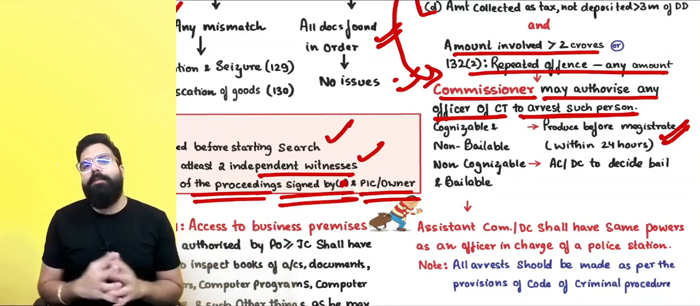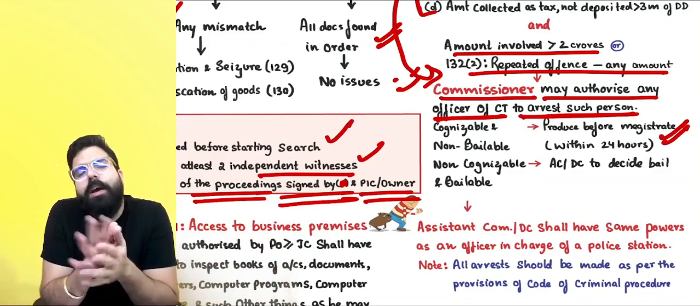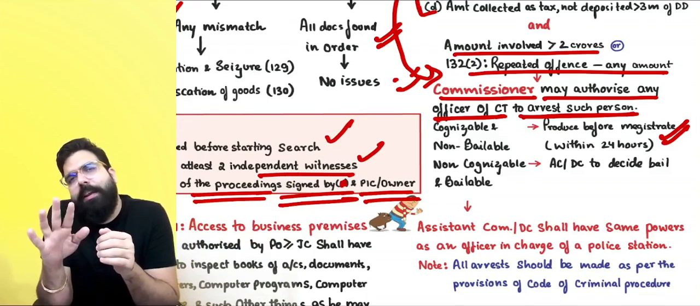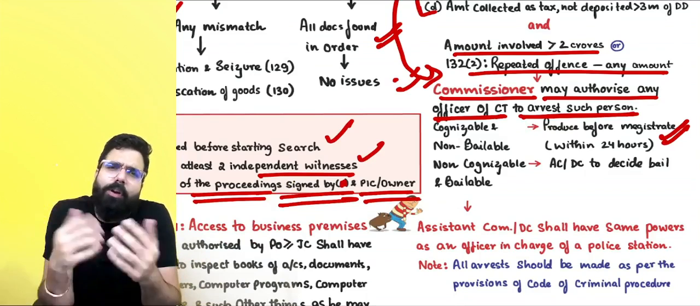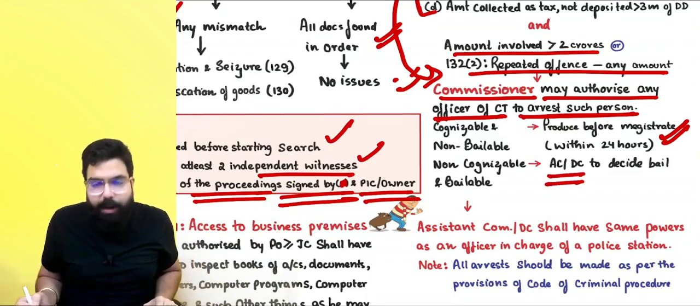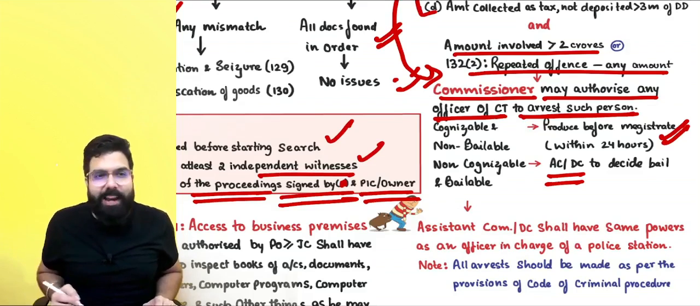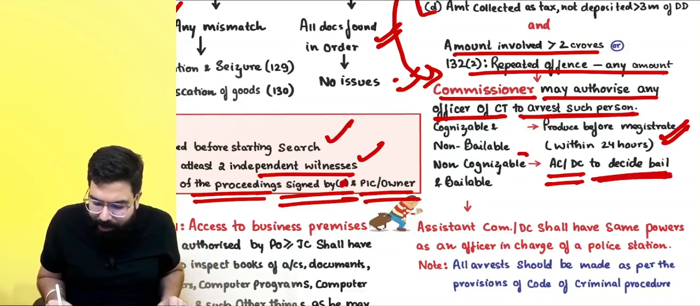Okay sir. But if the amount is 2 crore to 5 crore rupees, or basically not greater than 5 crore, all other cases are non-cognizable and bailable offences, for which the assistant commissioner or deputy commissioner will tell you a bail amount. You can pay the bail and be released. Okay sir, point is clear.